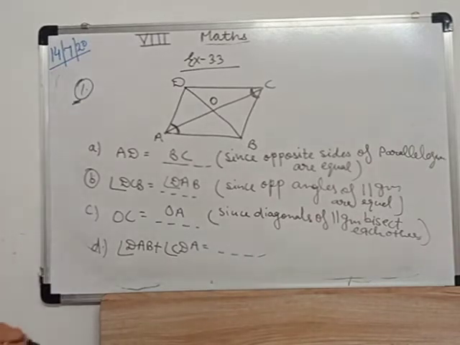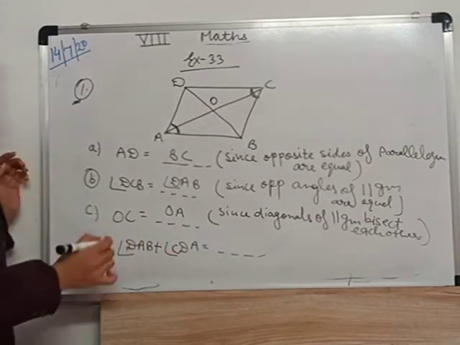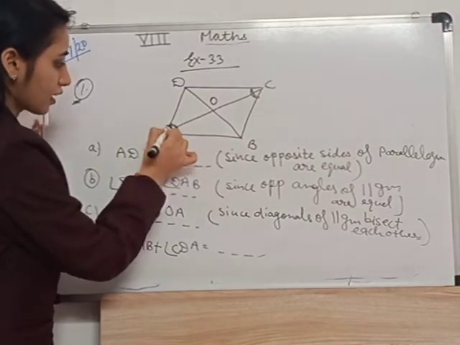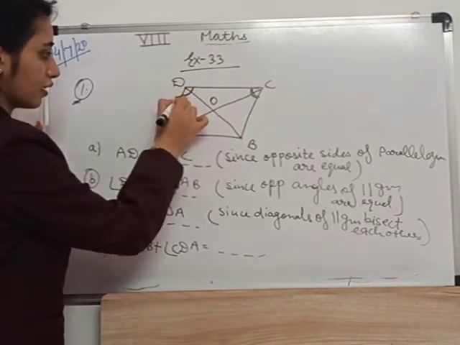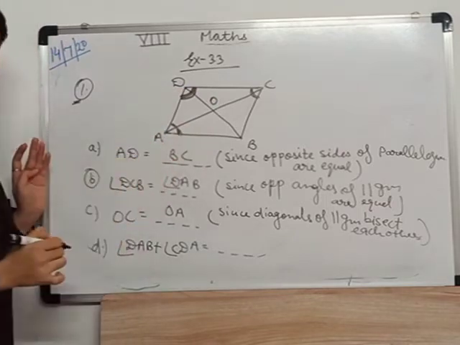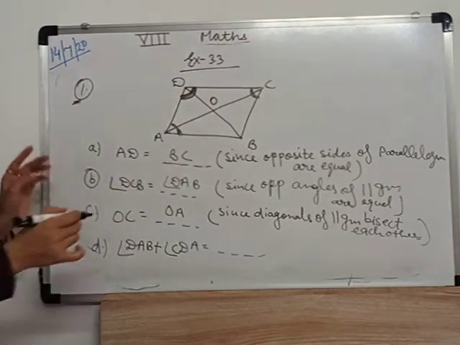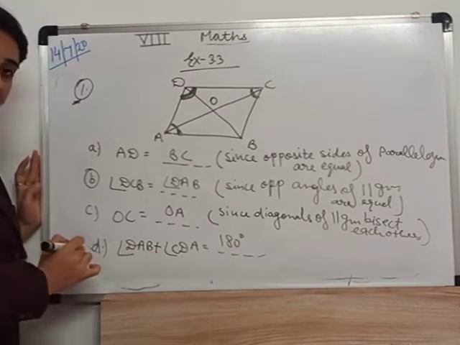Understood? Next one is angle DAB plus angle CDA. What is the angle? Check. Angle DAB, this angle, plus angle CDA, this angle. What's the reason? This angle plus this angle. These are adjacent angles of a parallelogram, and we know the sum of adjacent angles of a parallelogram is equal to 180.